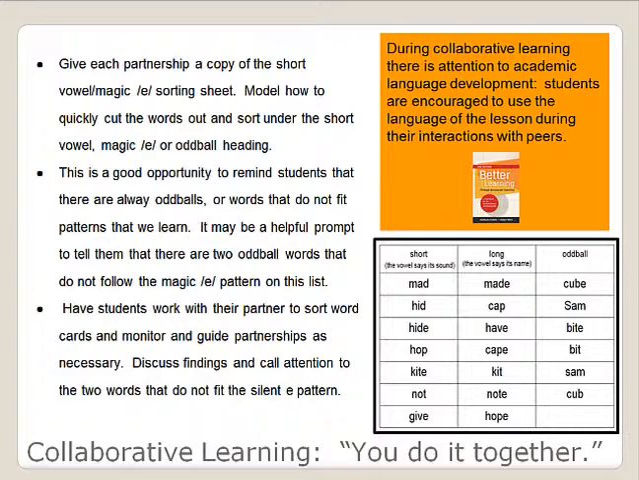Have students work with their partner to sort word cards and monitor and guide partnerships as necessary. Discuss findings and call attention to the two words that do not fit the silent E pattern. During collaborative learning, there is attention to academic language development. Students are encouraged to use the language of the lesson during their interactions with peers.